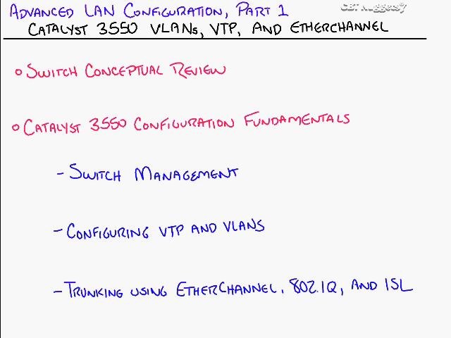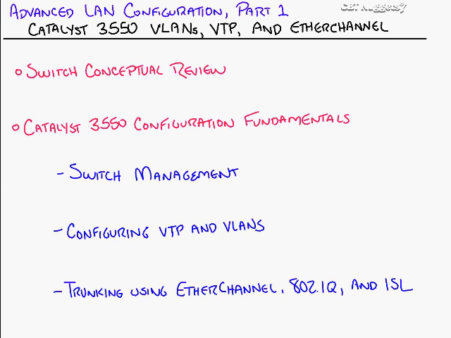So I'm first off going to go through the switch management, some of Cisco's best practices when you first get that switch set up. We'll get into configuring VTP and VLANs, and then we'll look at trunking using EtherChannel, 802.1q, ISL, some of these different trunking protocols, and combining them with all of the pieces that we put together so far, setting up that switch from the ground up. So if you're ready, I'm ready.